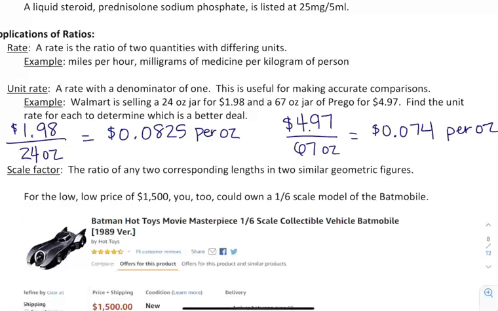Another ratio application is scale factor. We do this when we're looking at scale models, so a small model of something, or if you are back in the 90s and you have to read a map, every once in a while we have to look at a map. So we can use scale factors to help us compare things in a geometric interpretation.